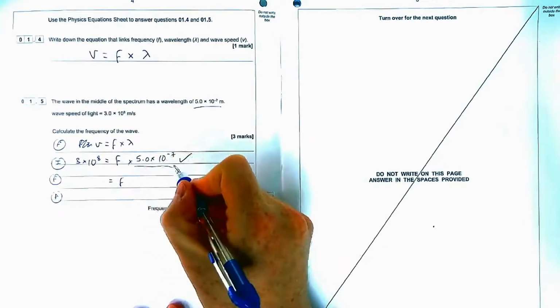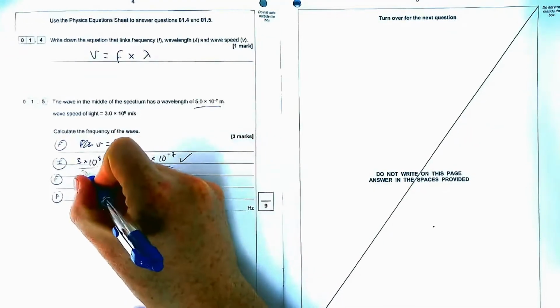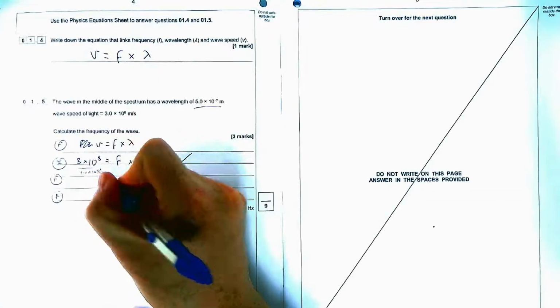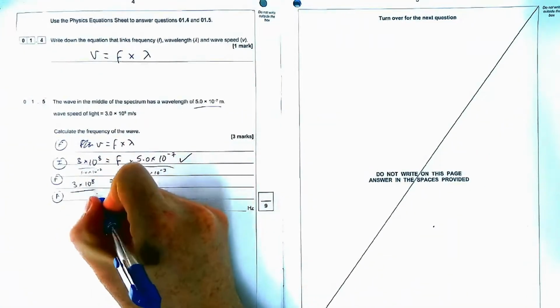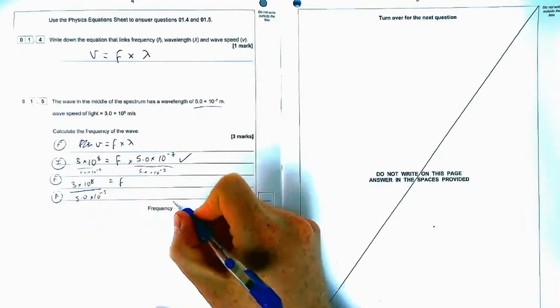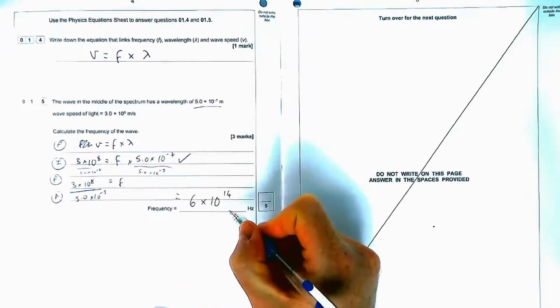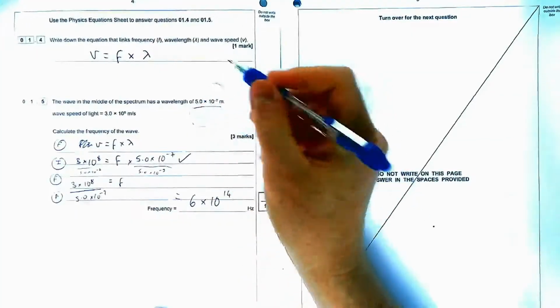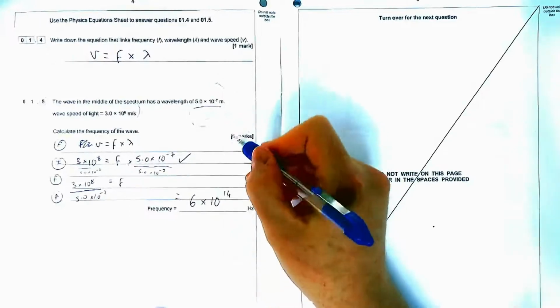To get rid of it from this side, I need to divide both sides by it, and that will then give us the sum to find my final answer. So to find the frequency, it's 3 times 10 to the power 8 divided by 5 times 10 to the power minus 7. And you stick that in your calculator, making sure you're being really careful of brackets, and that will equal 6 times 10 to the power 14. Please make sure you've got a calculator that allows you to do standard form and scientific calculator, otherwise that question's a bit of a nightmare without it.